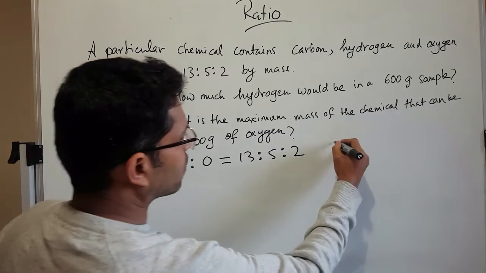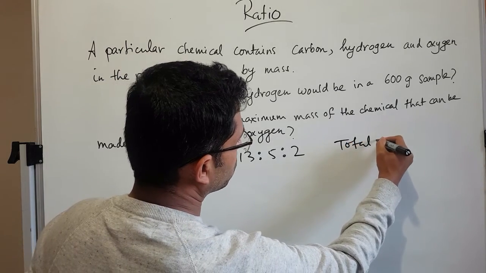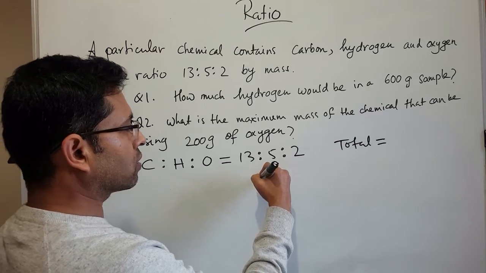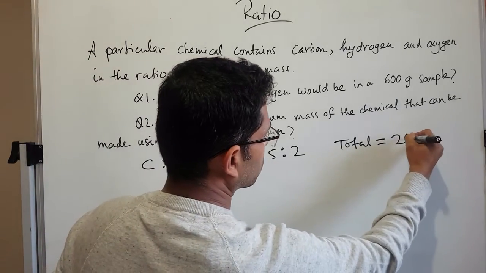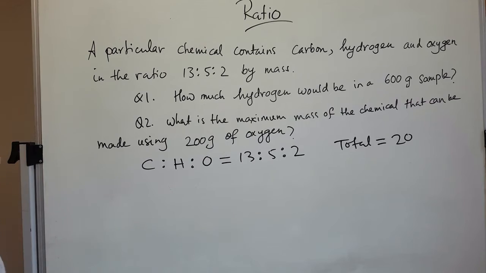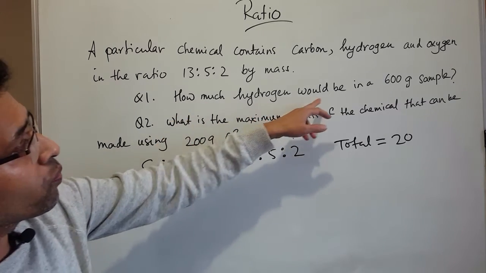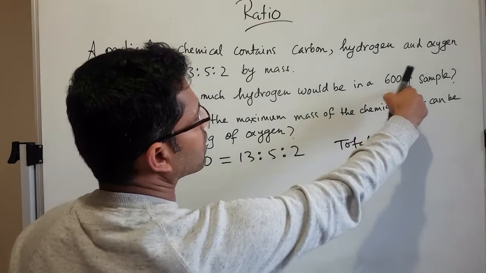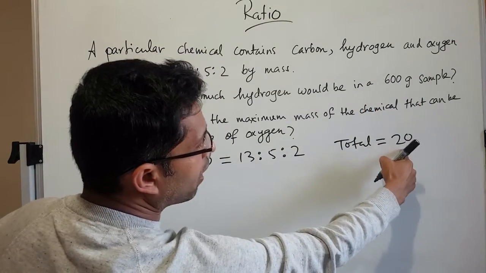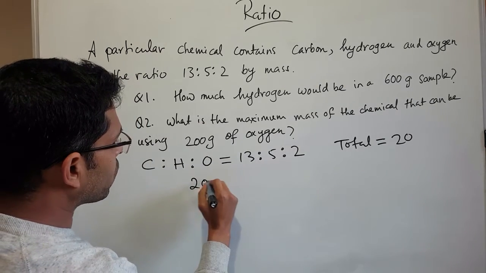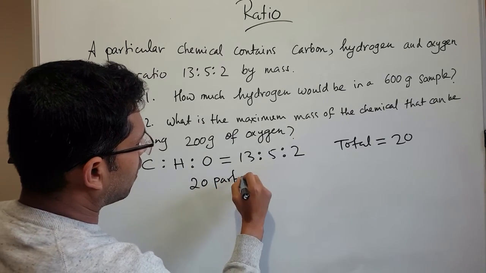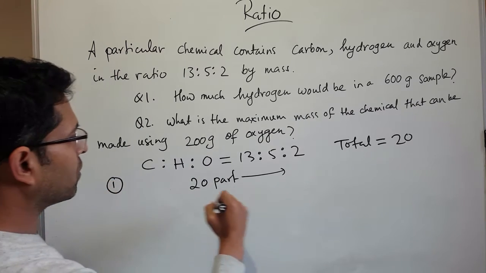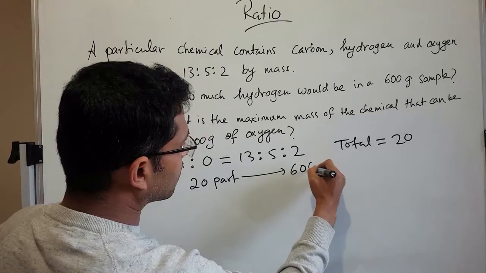And total, it's better to know that the total part is 13 plus 5, which is 18, plus 2, which is 20. So the total is 20 parts, right? How much hydrogen would be in a 600 gram sample? So we know that the total is 600 gram and our total part is 20. For the first problem we are doing now, 20 parts is equivalent to 600 gram.